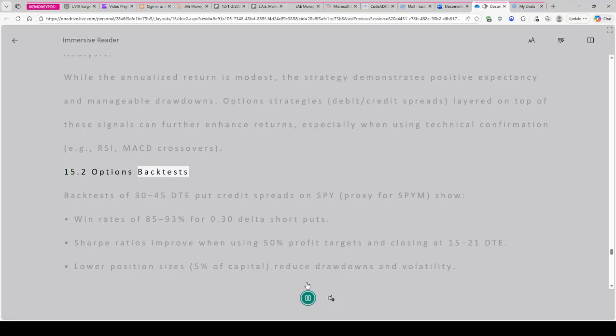15.2 Options Backtests. Backtests of 30 to 45 DTE put credit spreads on SPY, proxy for SPYM, show win rates of 85 to 93% for 0.30 delta short puts. Sharpe ratios improve when using 50% profit targets and closing at 15 to 21 DTE. Lower position sizes, 5% of capital, reduce drawdowns and volatility.